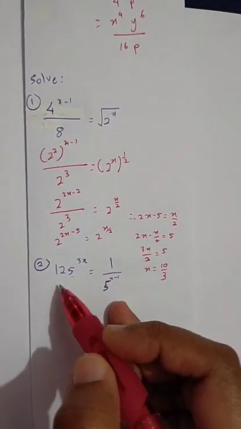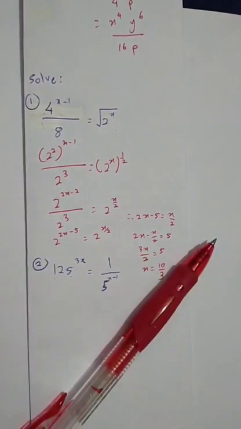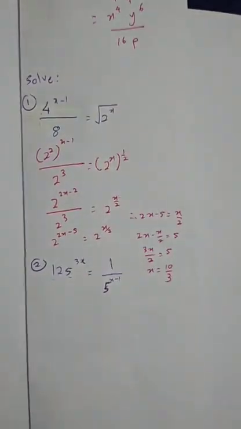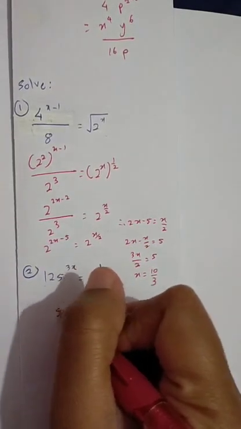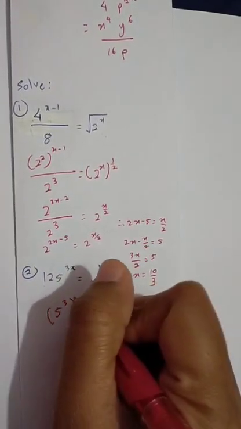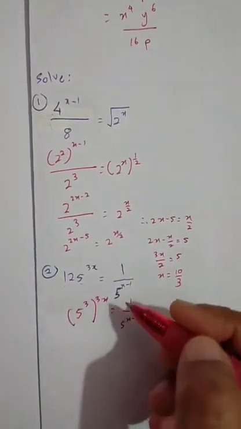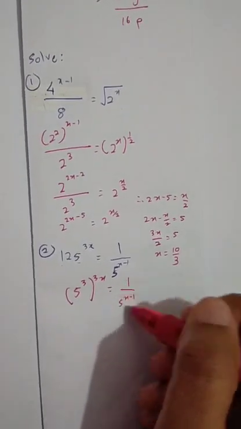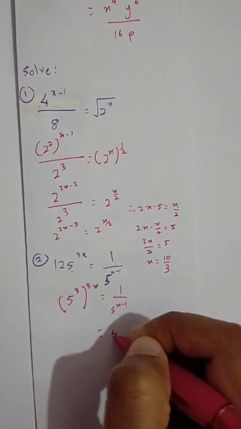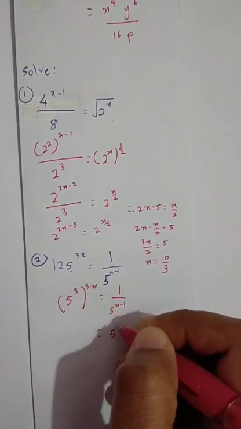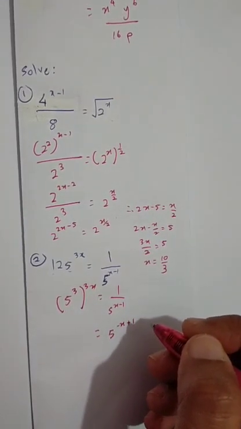Next, we have 1 over 5 power of 3x is equal to 1 over 5 power of x minus 1. So 1 over 5, we know that it is 5 power of negative 1, so 5 power of negative 3x, and 1 over 5 power of x minus 1. Now we use our law. 1 over 5 power of x minus 1 is equal to 5, and then we negative the power, so it will be negative x plus 1. We negative everything, not just the initial one.